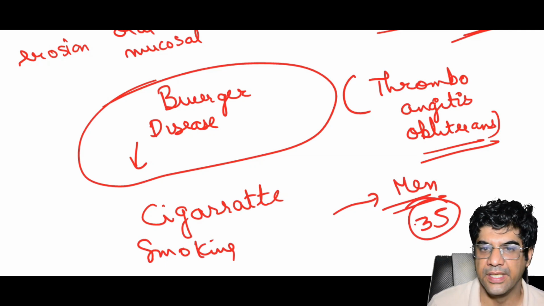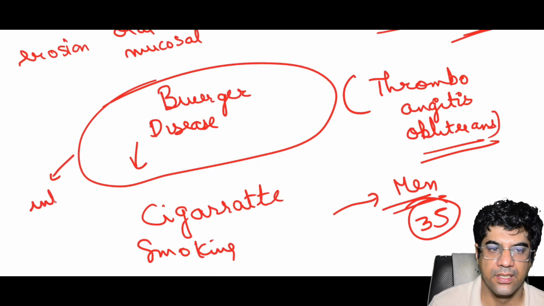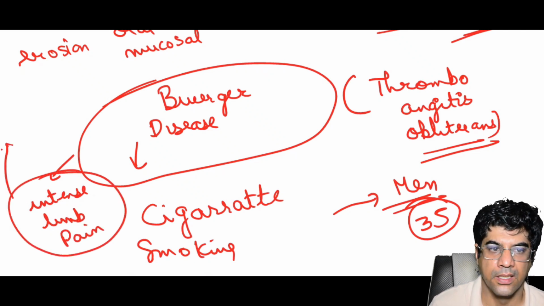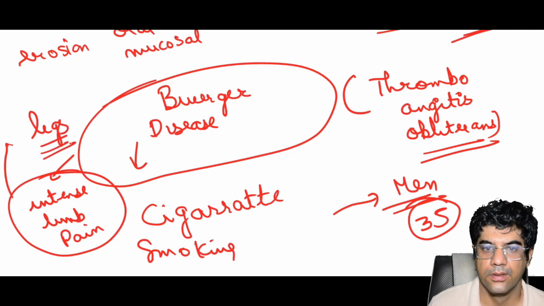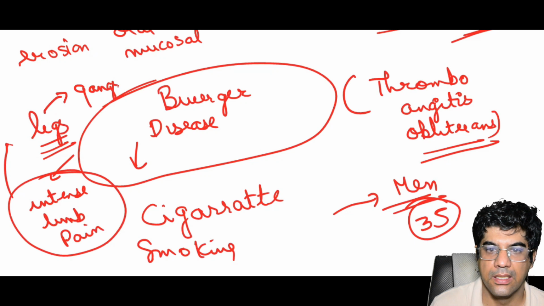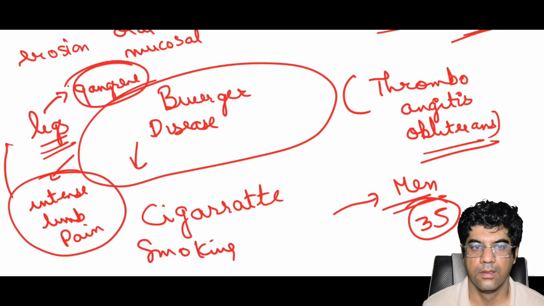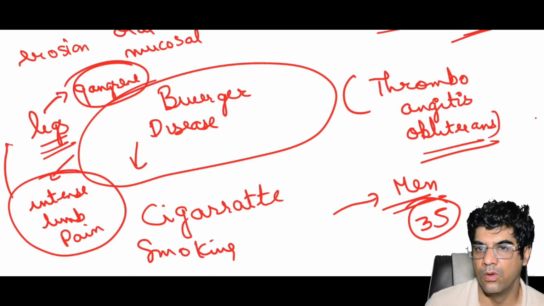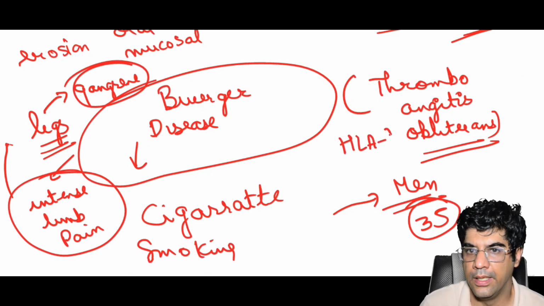So the symptoms that you would see are intermittent claudication due to ischemia. There would be intense limb pain, and that is why it would affect the legs. In the advanced stage you would see gangrene. So Buerger's disease is closely related to heavy cigarette smoking, suggesting a role of tobacco related endothelial damage and hypercoagulability. The genetic factors also play an important role, involving HLA-A9 and HLA-B5.